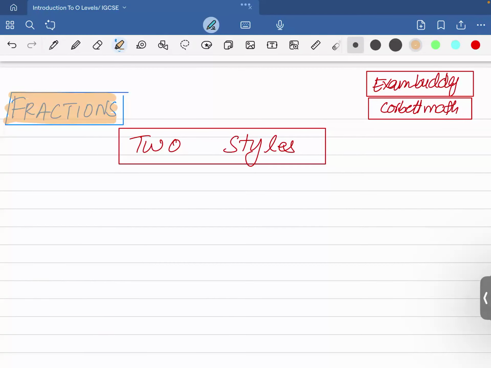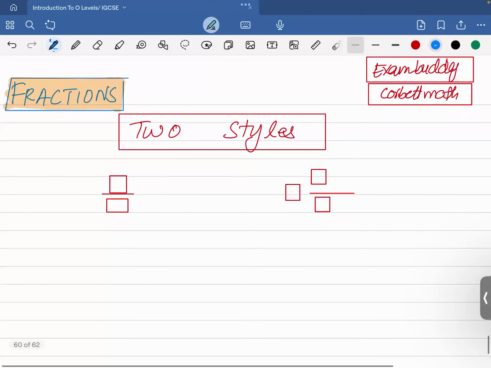Okay now beta, now listen to me. Fractions are of two styles in math, agree? One is a double-layer fraction, and one where we have three boxes. So we have fractions like this, a box over a box, and Ayla, we have a fraction like this. Agree or not, Ayla? Yes, sir.